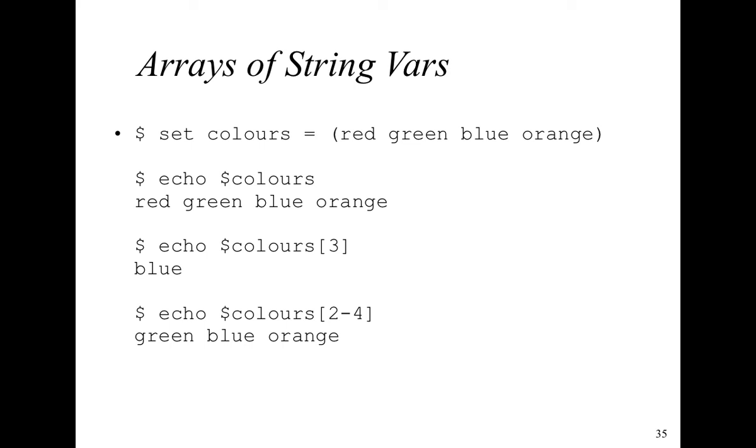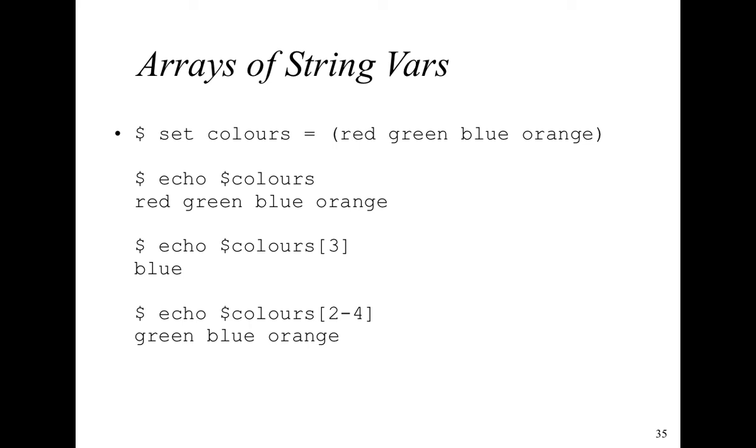So here's arrays of string variables. So set colors equal to red, green, blue, and orange. No commas. Very similar. Colors with an opening and a closing bracket in the syntax. It's not an array, but it is kind of like an array. I mean, it's not an array like in C. The syntax is slightly different, but you're going to set the colors. Echo colors, you get red, green, blue, and orange.